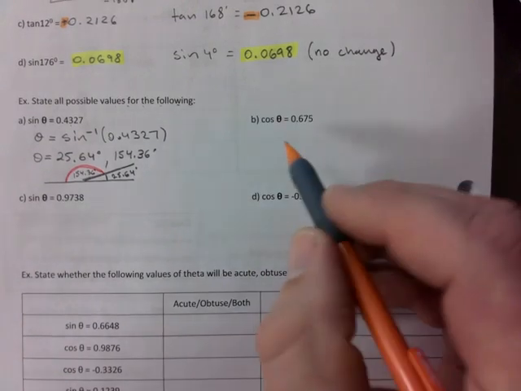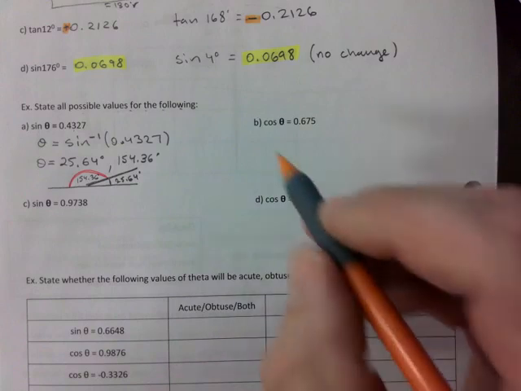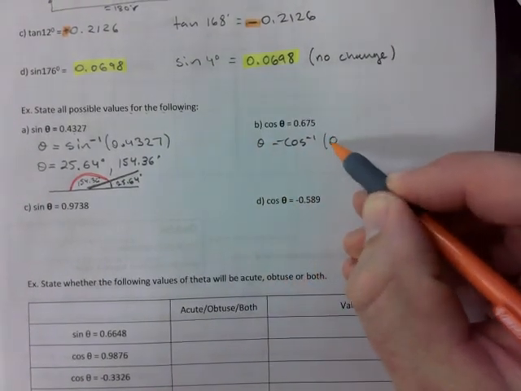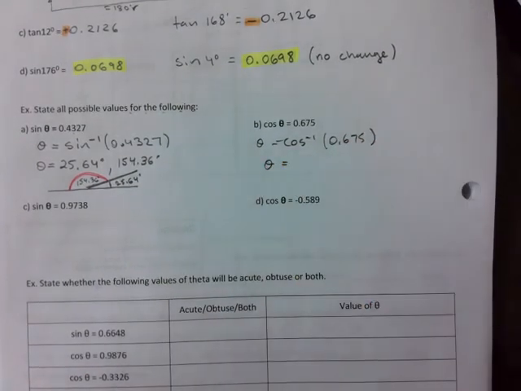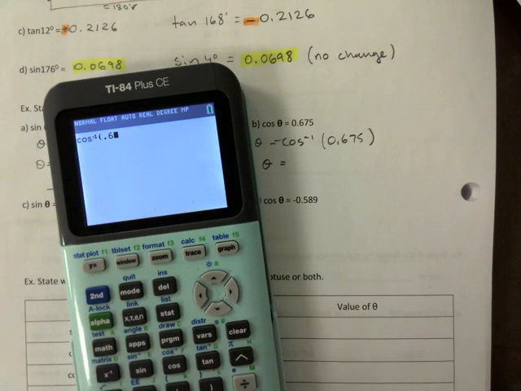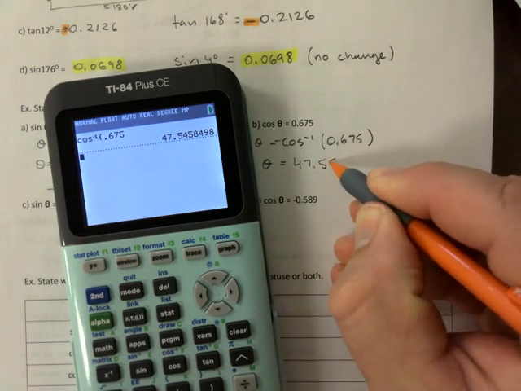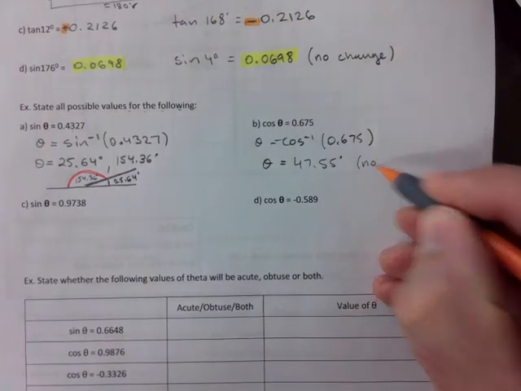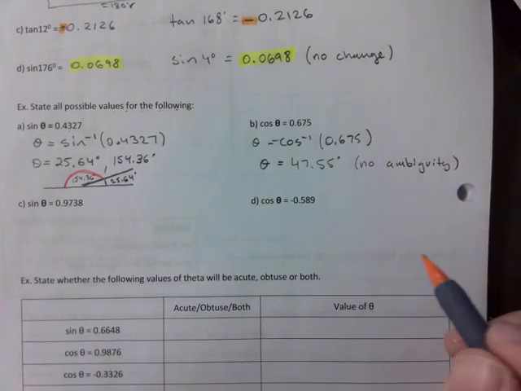So here's cosine. Cosine, there's no problems. We don't have to do the two answers, okay? So we go theta is cosine inverse of 0.675. Let's go ahead and do that, second cos 0.675, and you get an angle of 47.55 degrees. No ambiguity.